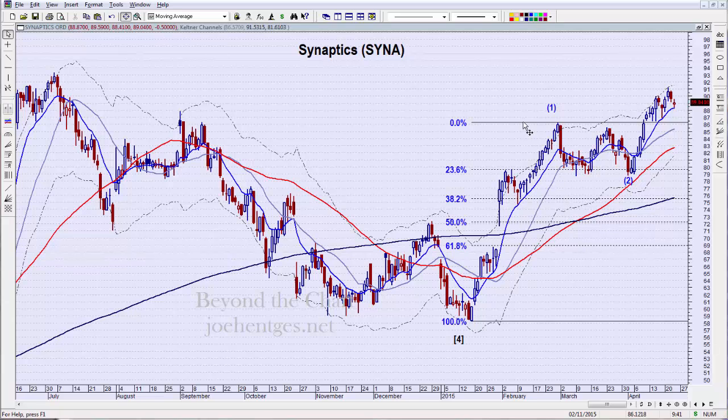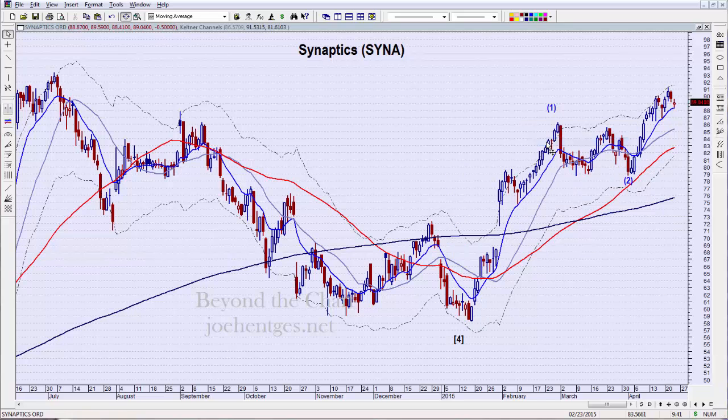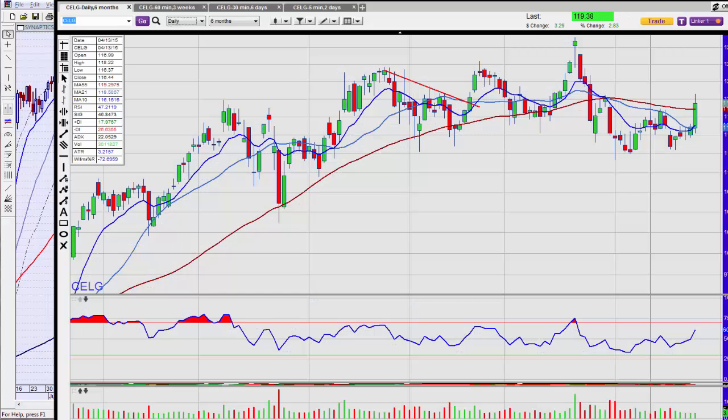Now, if wave 2 is shallow, we're expecting wave 3. So you expect, okay, this is going to push up into wave 3. But what's happening today? Today the stock's down over 5%. Let me go to where that is.